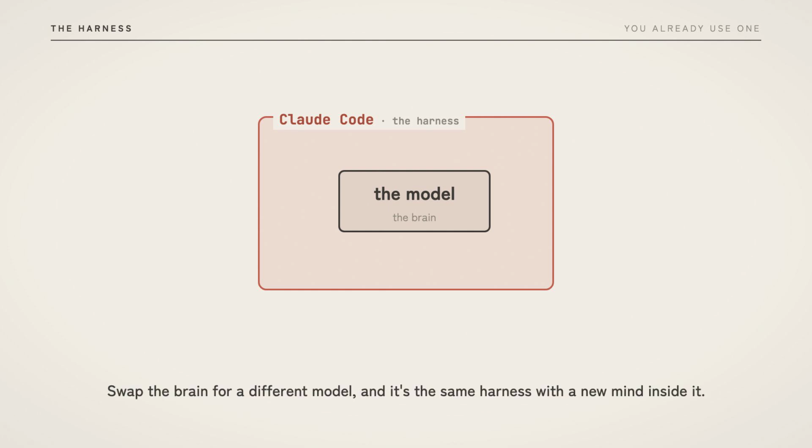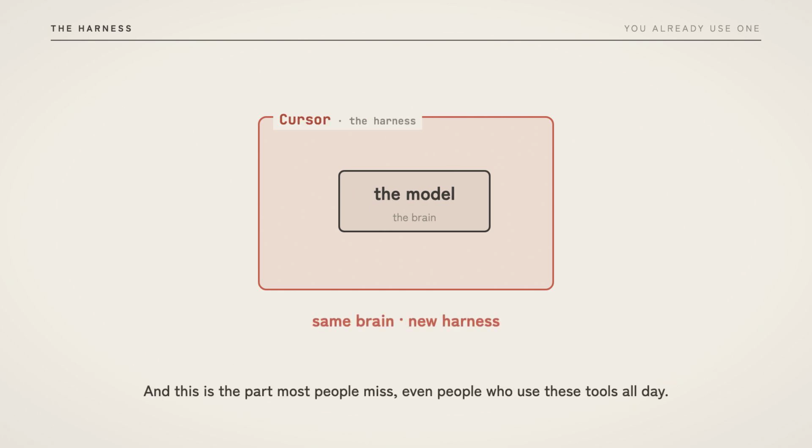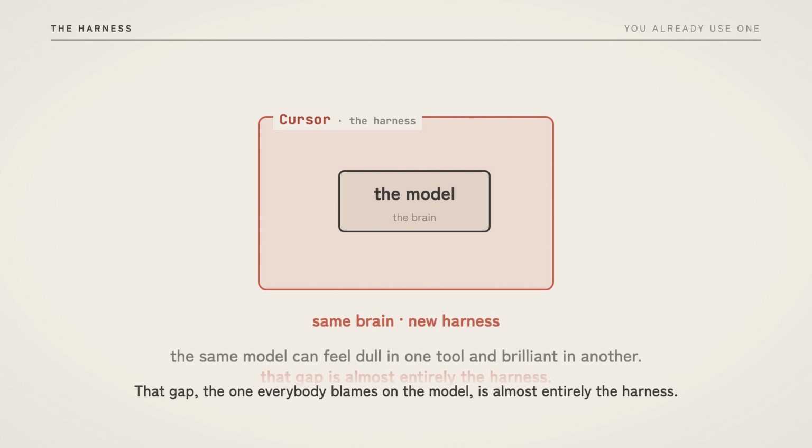Swap the brain for a different model, and it's the same harness with a new mind inside it. Keep the same model but move to a different tool, and it's the same brain wearing a different body. And this is the part most people miss, even people who use these tools all day. The exact same model can feel dull in one tool and genuinely brilliant in another. That gap, the one everybody blames on the model, is almost entirely the harness. Better tools, more room to think, cleaner rules, and the same brain suddenly looks a lot smarter.